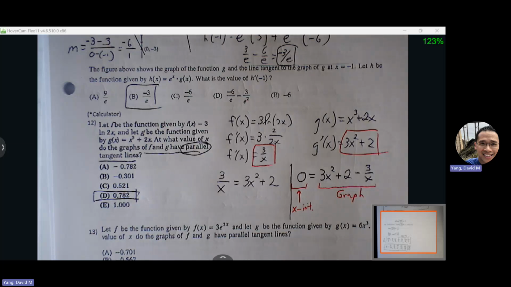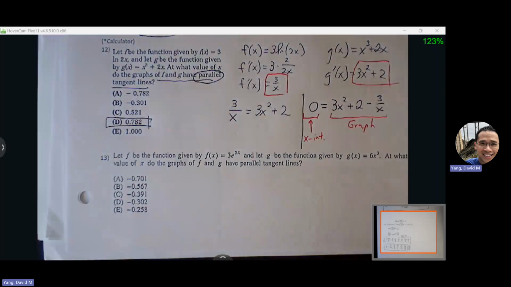Try 13. 13 is the same strategy as 12. So we find f prime, we find g prime, set them equal to each other, bring them over to one side, graph that equation, that graph, and look for the x-intercept.